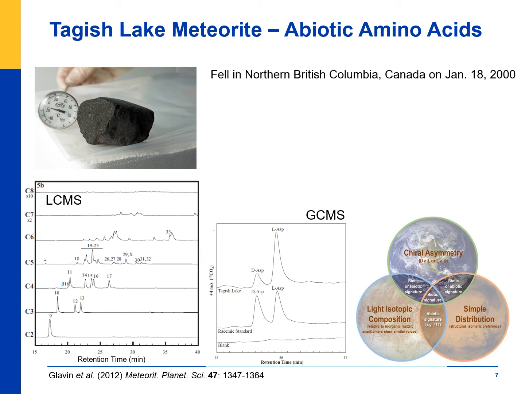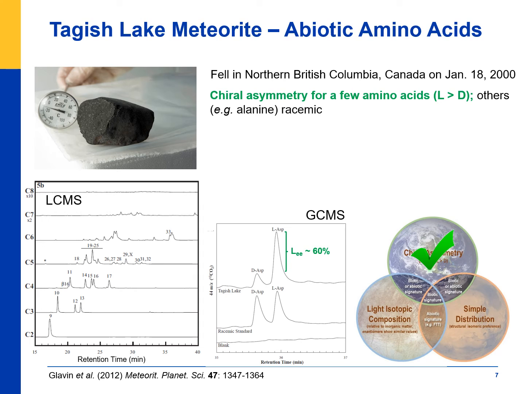Let's start with the Tagish Lake meteorite. This is a primitive carbonaceous chondrite, fell in northern British Columbia in Canada on January 18th, 2000. What made this fall so special is that it was an observed fall, and it also fell in a frozen lake, which kept it preserved, so it was kept at very cold temperatures. We analyzed this material using a couple different techniques: liquid chromatography mass spectrometry, illustrated there by the bottom left chromatogram, and then gas chromatography mass spectrometry to measure the isotopic ratio of amino acids in this meteorite.